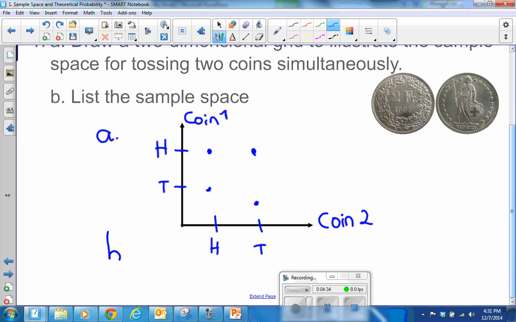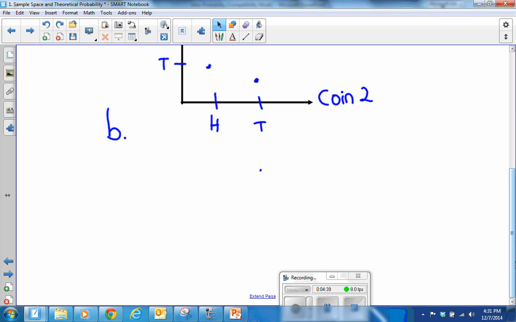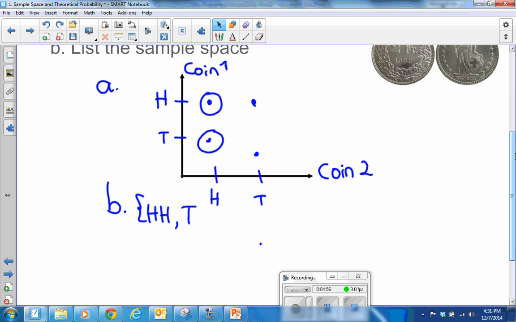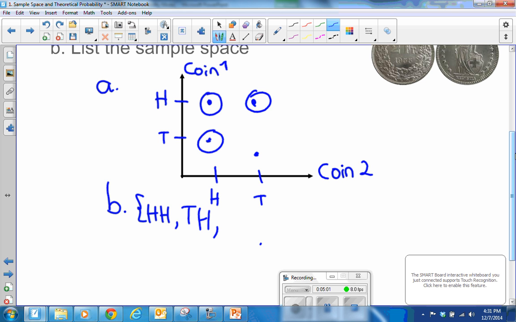Now we're going to do B, and it says list the sample space. So to list the sample space, we can look at our grid, and we have head and head, or we have tail and a head, or we have head and tail, and we have tail and tail, and that's our sample space.